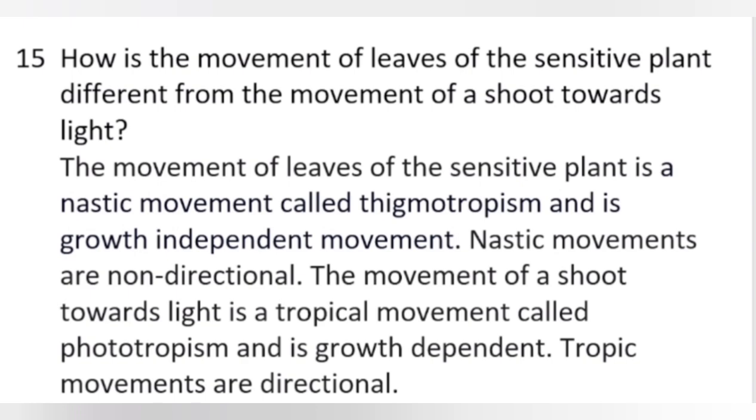These are the important questions from the first part of this lesson. The questions from chemical coordination or hormones will be included in the next part.